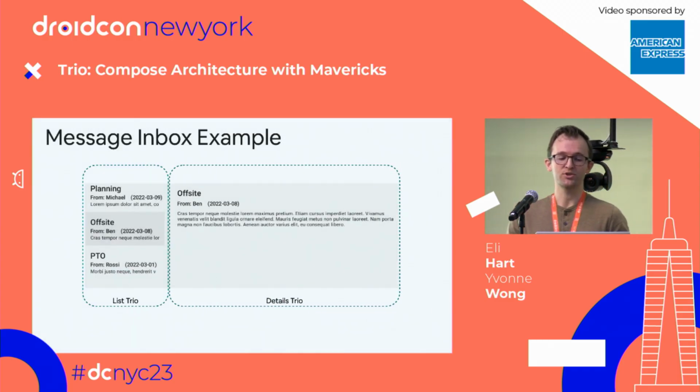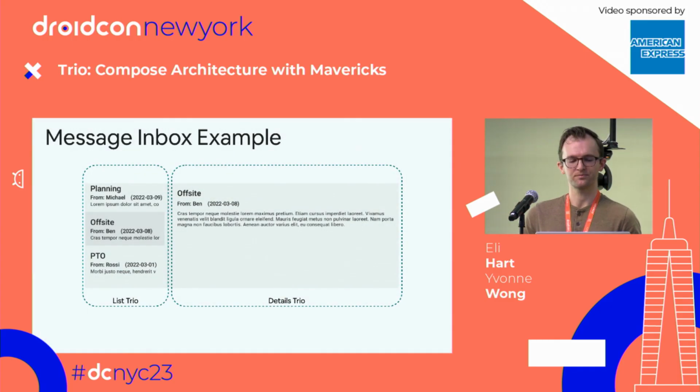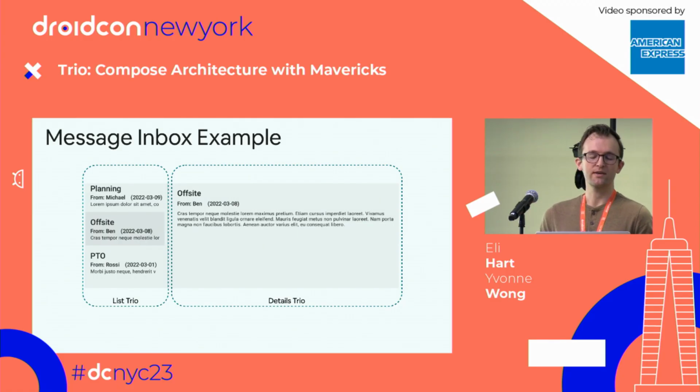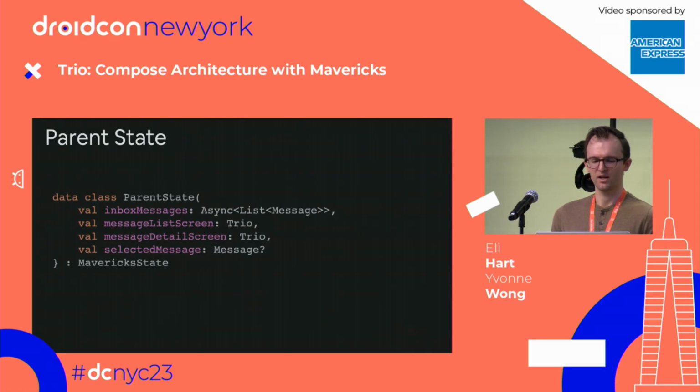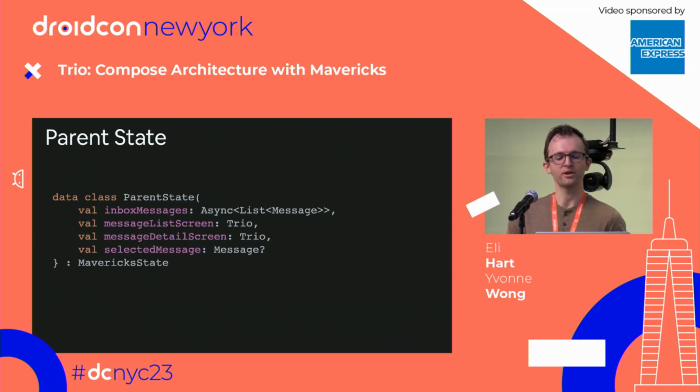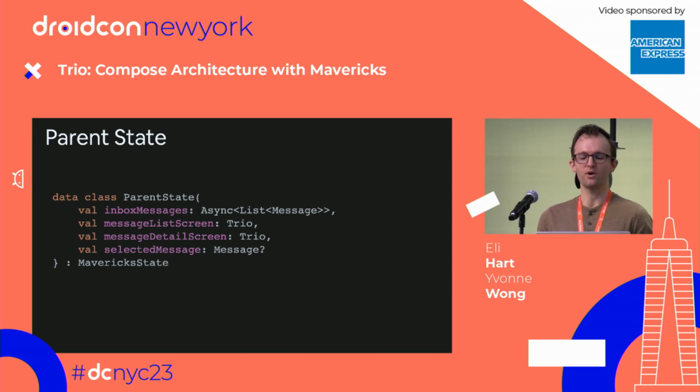Let's look at another example to demonstrate how trios can be stored in state. This is a simple message inbox screen composed of two trios side by side. There is a list trio on the left showing inbox messages, and a details trio on the right showing the full text of a selected message. The two trios are wrapped by a parent screen. It is responsible for instantiating the two children, passing along data to them, and positioning them in UI.